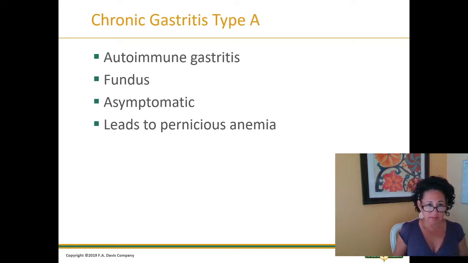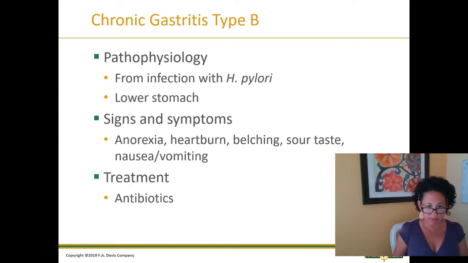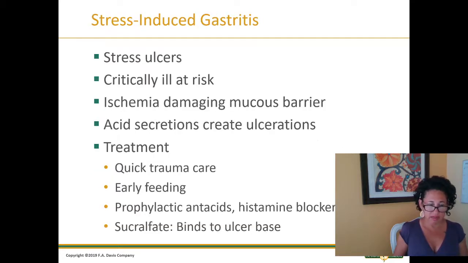Chronic gastritis type, autoimmune gastritis. Okay, this patho. It can be from an infection from H. pylori in the lower stomach. Signs and symptoms. Treatments. Antibiotics is definitely going to be introduced here. Stress-induced gastritis. Can you have stress-induced gastritis? Obviously, because there's a slide for it here. It's in your book. So this is when people can feel it, and this can be stress that you are aware of or just ongoing stress.